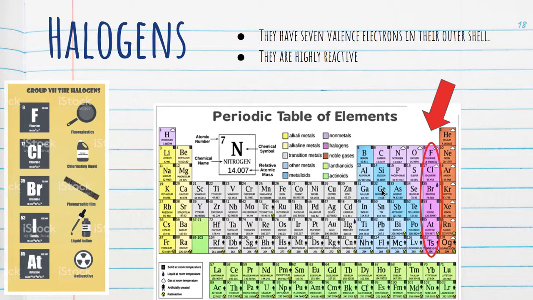The second to last column we have are called halogens. They have 7 valence electrons in their outer shell, and they are highly reactive.